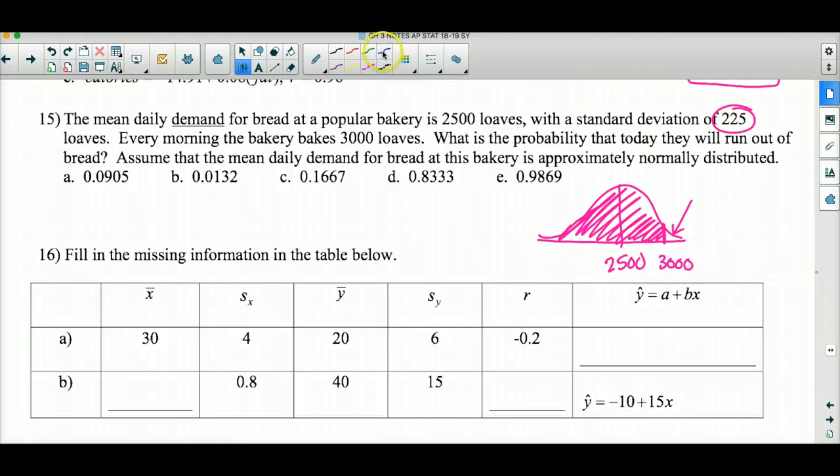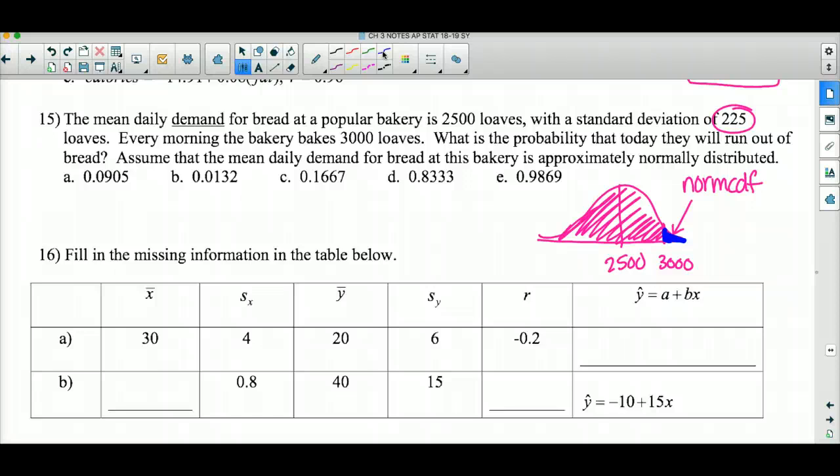So we actually want to know this. Because if you're in the pink, then there was enough bread. If you're in the blue, there was not enough bread. So are we going to inverse norm or just norm CDF? Norm CDF. Second Vars, norm CDF. My lower is 3,000. My upper is 10,000. My mu is 2,500. And my standard deviation is 225.